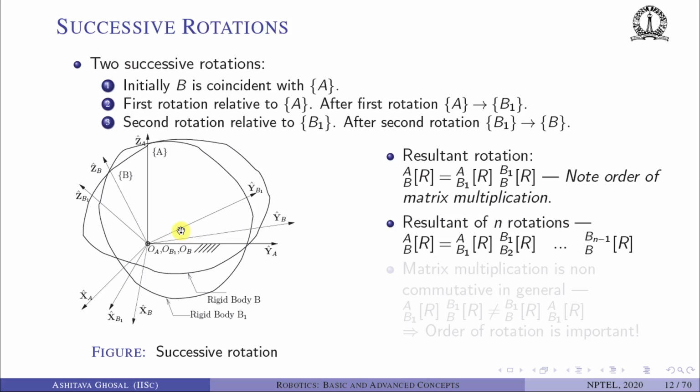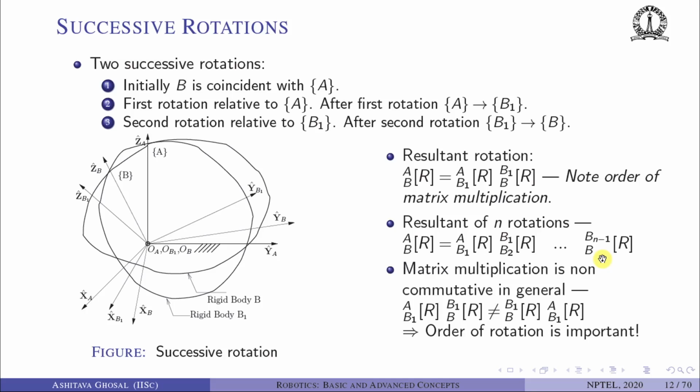Generalizing, we can also show that the resultant of n such successive rotations about axes fixed to the moving body is the product of multiplications of matrices AB1R, B1B2R, all the way to Bn-1BR. Again, just to stress, matrix multiplication is non-commutative in general. So ABR is AB1R into B1BR. It is not B1BR into AB1R. If you switch the order, then you don't get the correct rotation matrix.